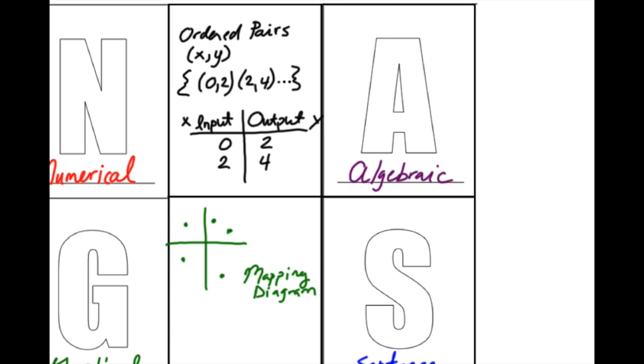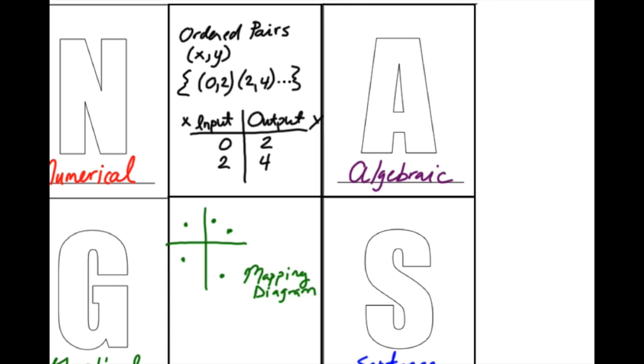And the key difference between an input-output table and a mapping diagram is that in an input-output table, every specific coordinate point gets its own row of the table, right? So we had two coordinate points that were our examples, (0, 2) and then (2, 4). Each of those get their own rows within the table.